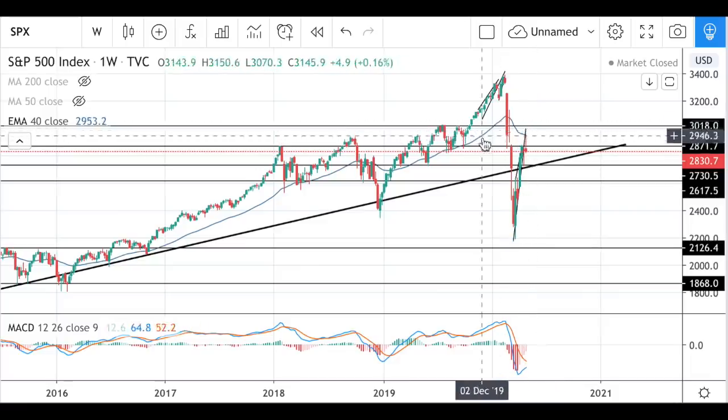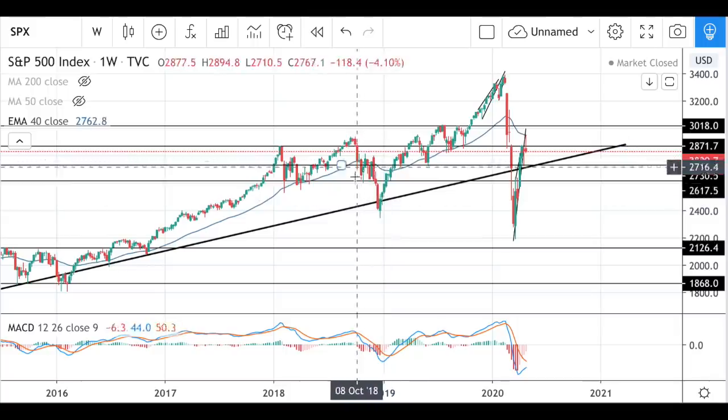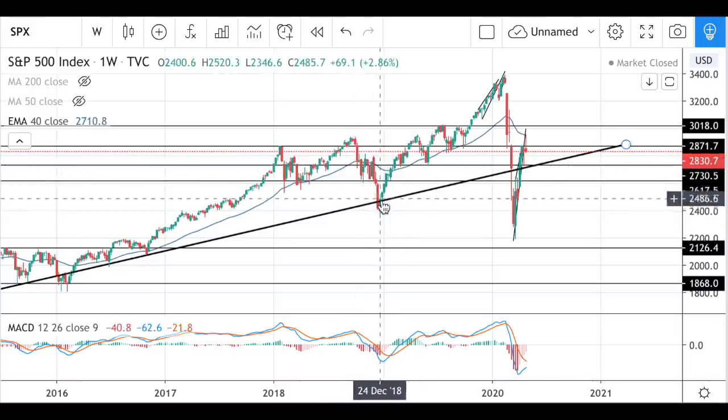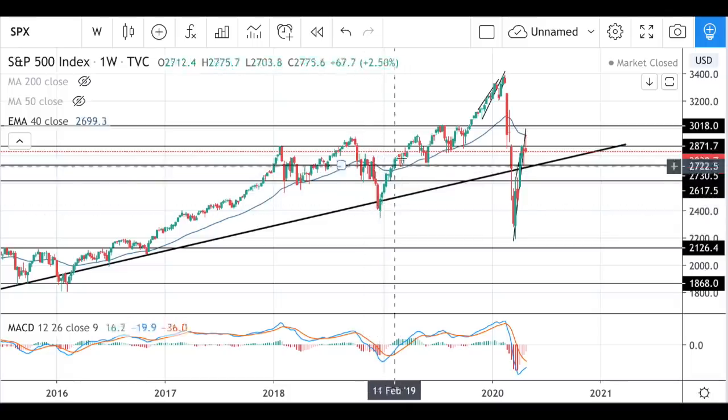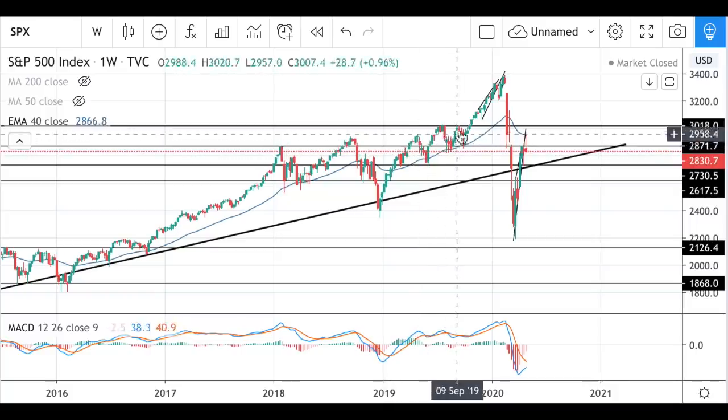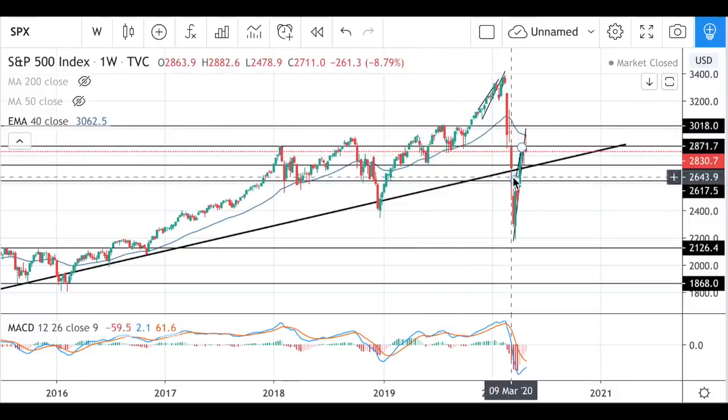Now, of course, this exponential moving average is not perfect. You're going to get whipsaw signals. You can see here in 2018, we had a breakdown below it and then a quick V-shaped reversal that went back above it. Then it bounced along and then we came back below it right here.